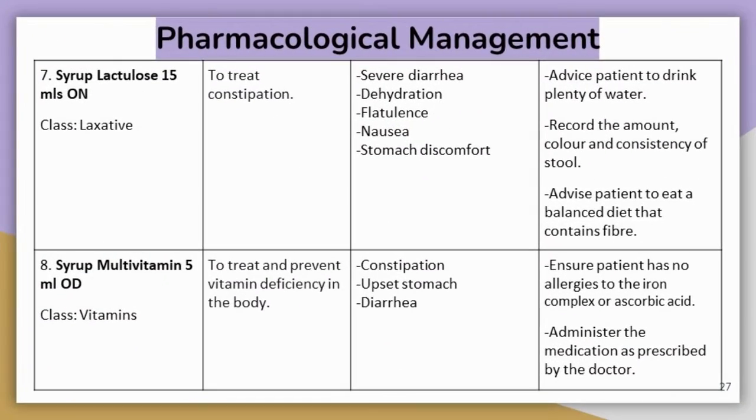Seventh, syrup lactulose 15 ml ON to treat constipation, and the side effects are severe diarrhea, dehydration, flatulence. So the nursing responsibilities are to advise the patient to drink plenty of water, and record the amount, color and consistency of stool. Last is syrup multivitamin 5 ml OD. It is to treat and prevent vitamin deficiency in the body. And also the side effects are constipation, upset stomach and diarrhea.